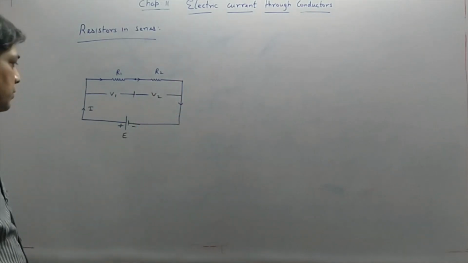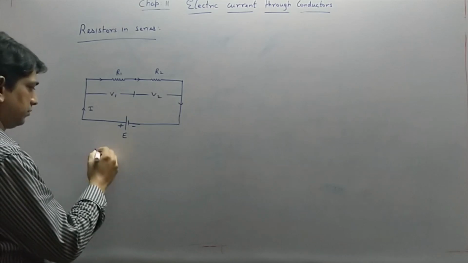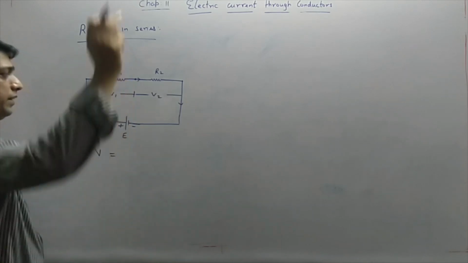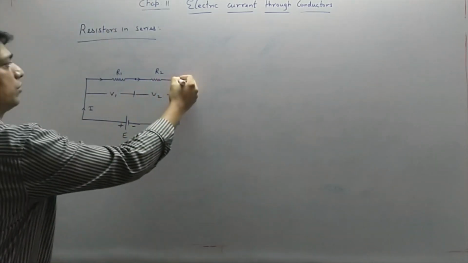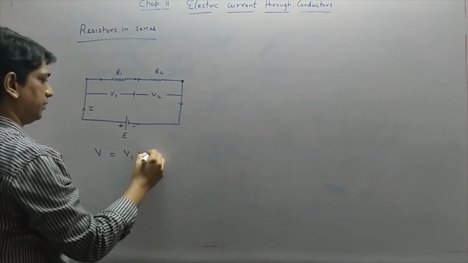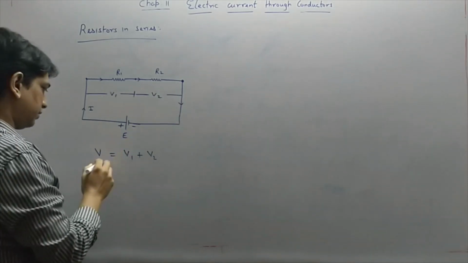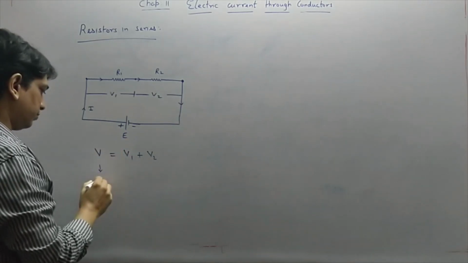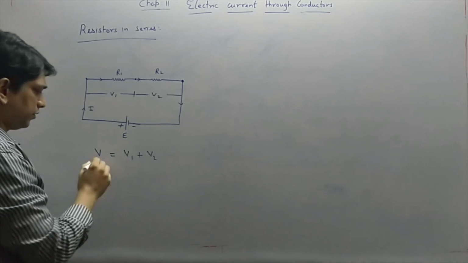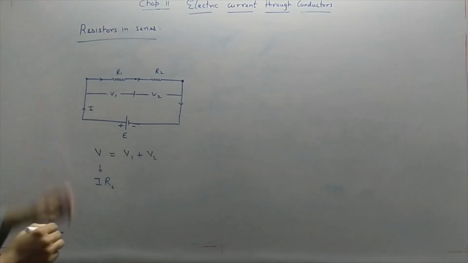Okay. So according to this diagram, the total voltage we are applying with the help of this battery is divided into two parts, that is V1 plus V2. What is the total voltage given by this battery? According to Ohm's law, V is equal to I into R. But we write it as Rs. Why Rs? Because the resistances are in series.